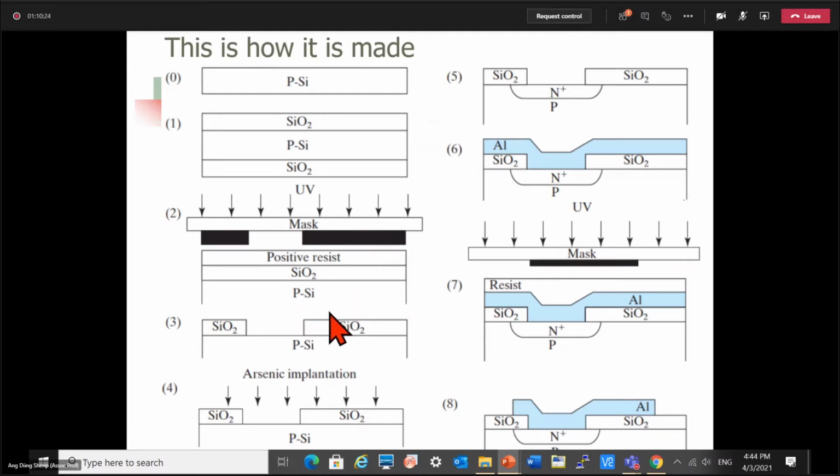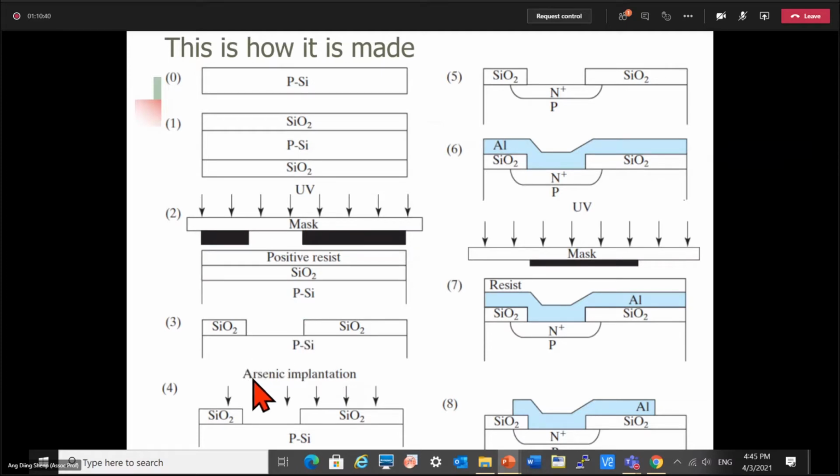So that kind of serves as a mask, which then allows us to etch away the SiO2 in this region here. And after doing that, we remove the photoresist. So there are a few more steps. They are not shown here essentially.